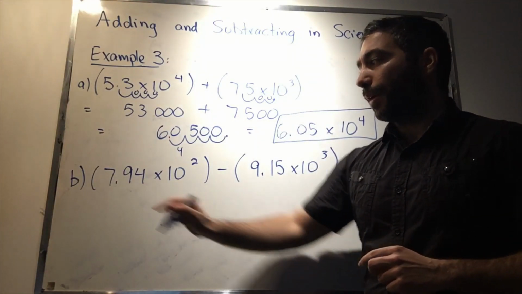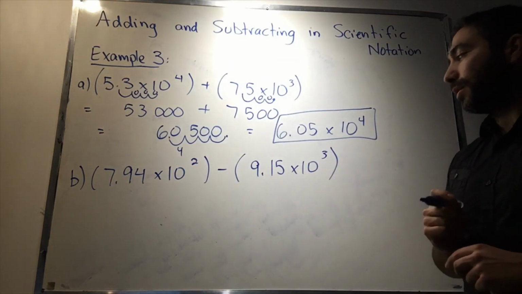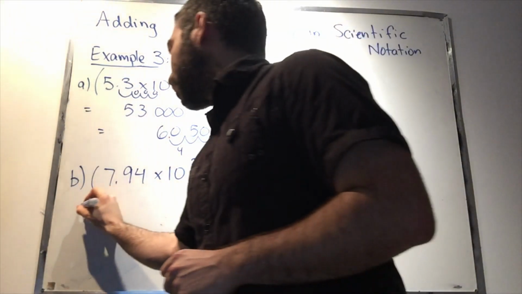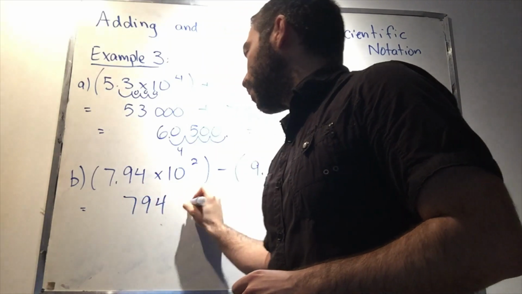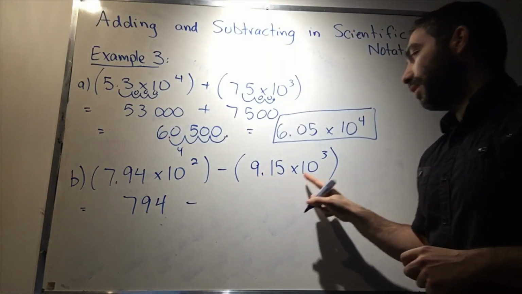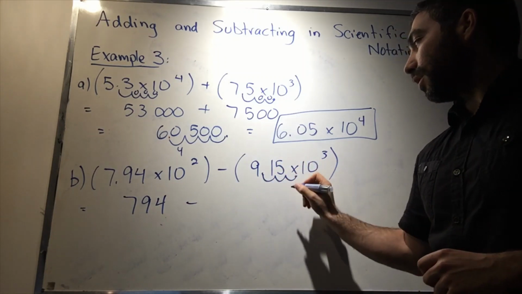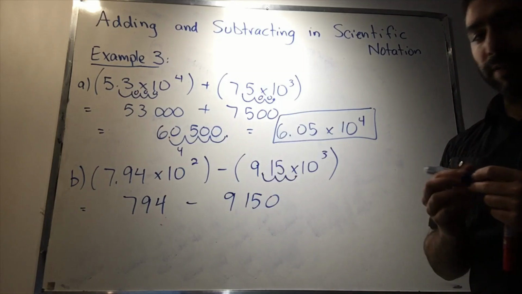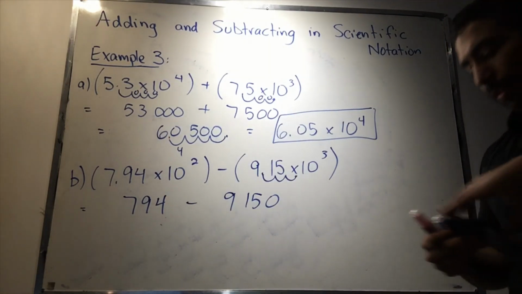Now let's move on to B. In this example here, we have 7.94 times 10 to the 2 minus 9.15 times 10 to the 3. Same game plan. Let's convert this to numbers. So 7.94 to the exponent 2 is 794 minus 9.15 times 10 to the 3. We move the decimal 3 times. So we get 9,150. 794 minus 9,150. Use a calculator.